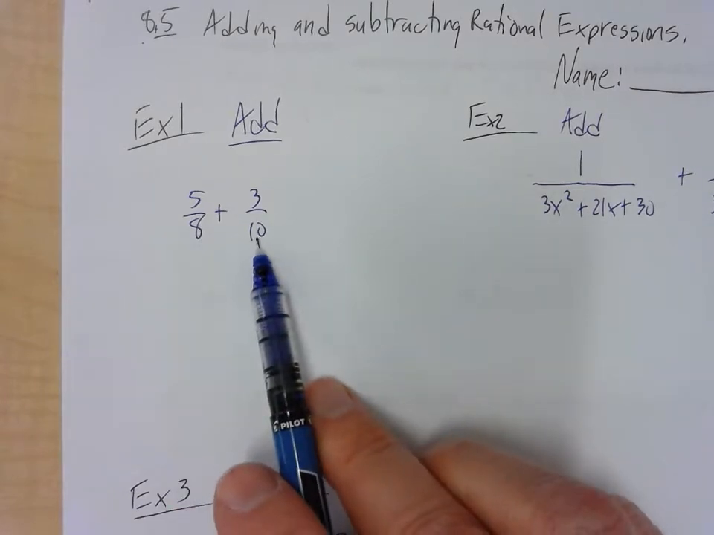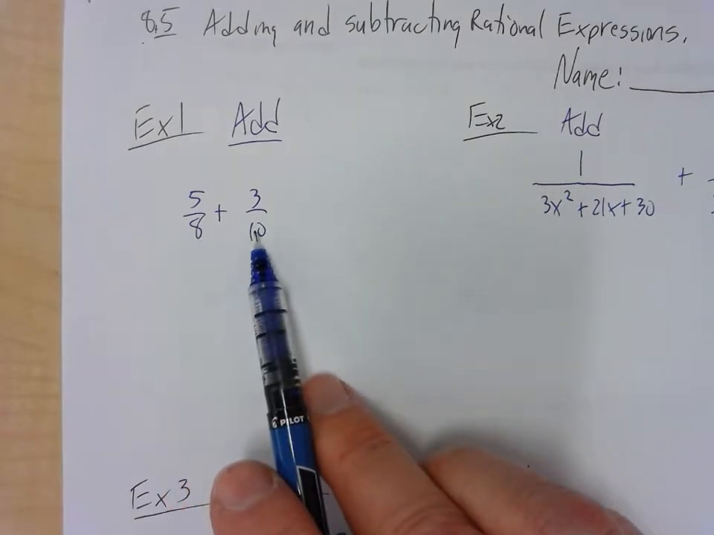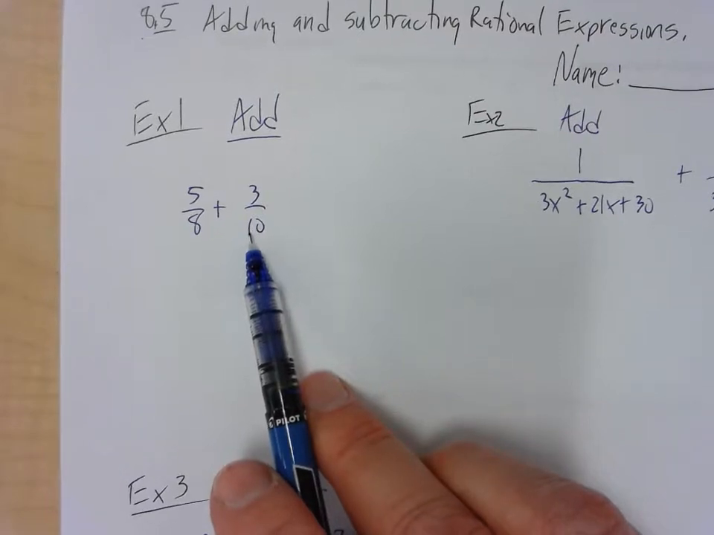That means the part on the bottom here, this is what you're dividing by, has to be exactly the same, which makes the pieces the same size. So you're creating like terms.